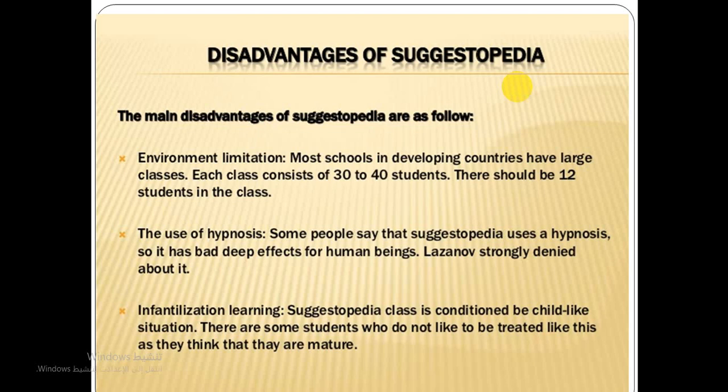It is not fair to analyze only from the benefit aspects. Suggestopedia also has limitations, since there is no single teaching method that is categorized as the best, based on some considerations such as the curriculum, students' motivation, financial limitation, number of students, etc. Here we have some disadvantages of Suggestopedia, as follows.